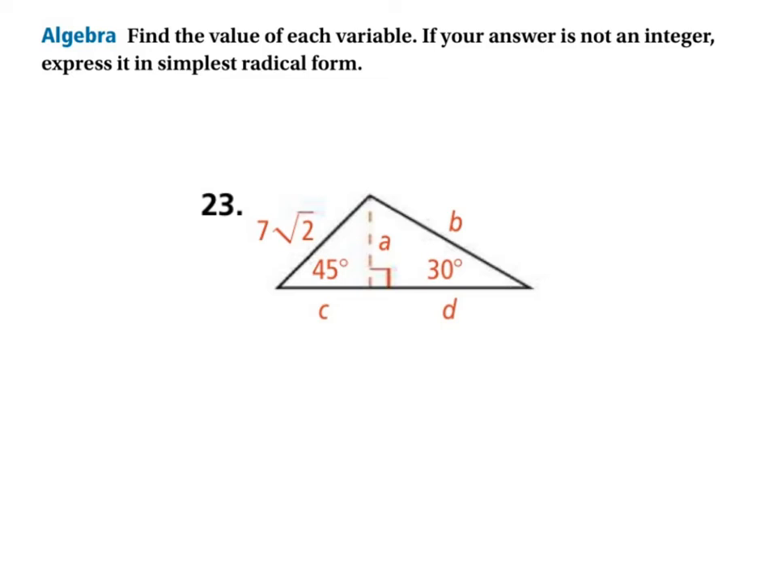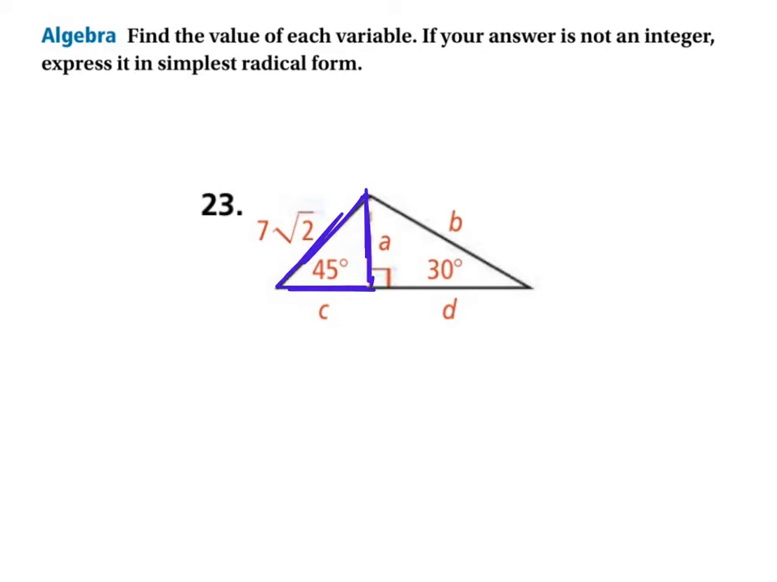Okay, we're finding the value of each variable. And what we need to do is look at these things as 45, 45, 90 triangles and 30, 60, 90 triangles. So let's first talk about this right here. On the left, that is a 45, 45, 90. And we know that for those triangles, you've got x and x for the legs and x root 2 for the hypotenuse.